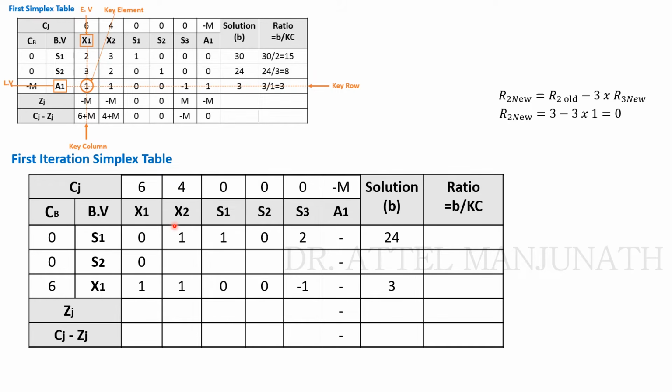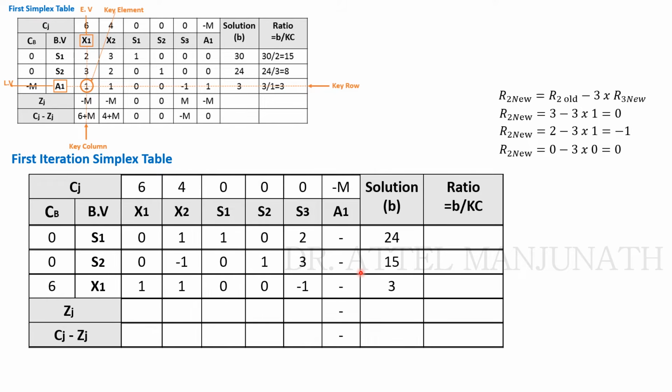So similarly you can calculate for the second value. R2 old value is 2 minus 3 into 1, you will get minus 1 here. And similarly for the next cell, you have R2 old is 0, minus 3 into 0, you will get 0. Similarly you can calculate for the remaining values 1, 3 and here 15, that is you have 24 there. So 24 minus 3 into 3, 9, so 24 minus 9, you get this 15 here.